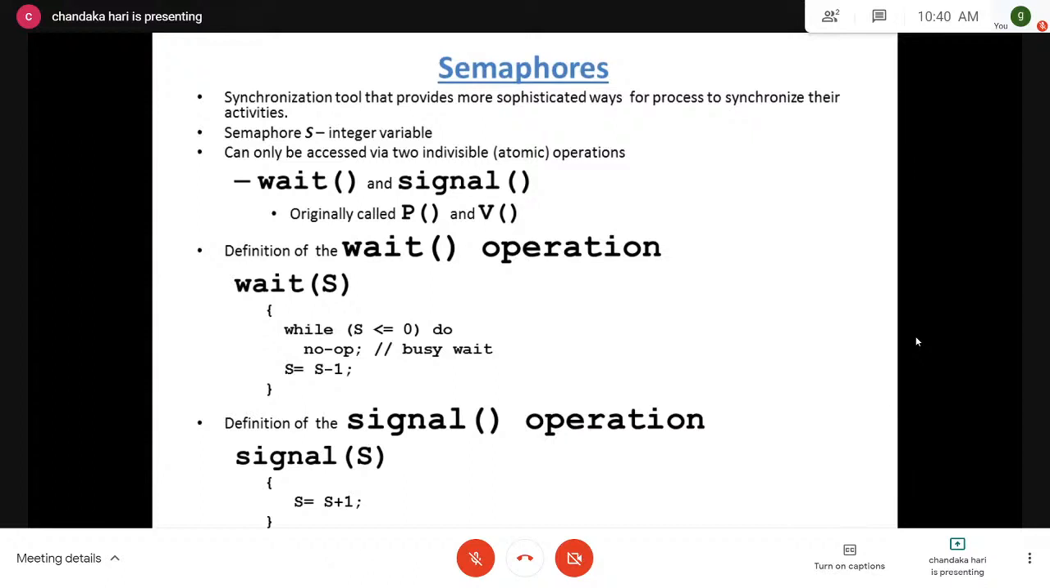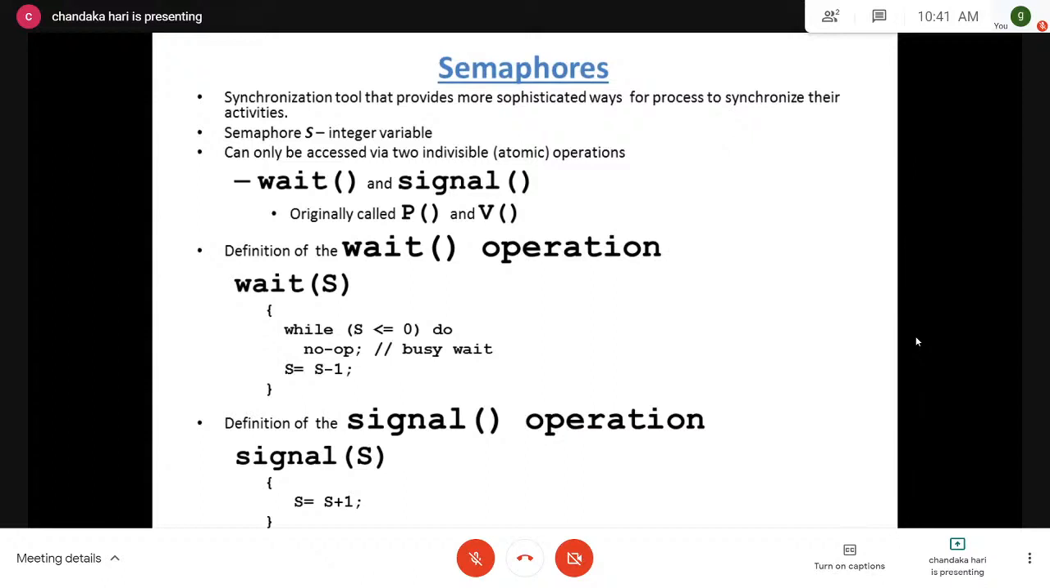Suppose it is equal to 1. It is not locked by anyone. Is 1 less than or equal to 0? No, the condition fails. Immediately, you enter the critical section by making S equal to S minus 1. Now 1 minus 1, the semaphore value becomes 0. If any other process tries to enter again, the semaphore value is 0, so that process is simply going to be stuck. So the simple logic is that S is equal to S minus 1.